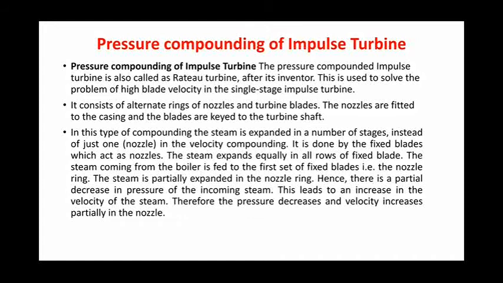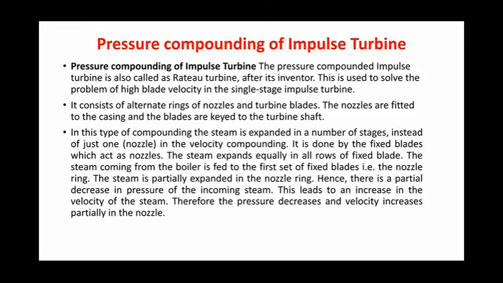Second, pressure compounding of impulse turbine. The pressure compounded impulse turbine is called the Rateau turbine after its inventor. This is used to solve the problem of high blade velocity in the single stage impulse turbine. It consists of alternate rings of nozzle and turbine blade. The nozzles are fitted to the casing and blades are keyed to the turbine shaft.